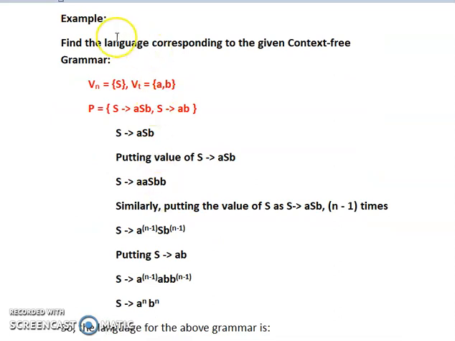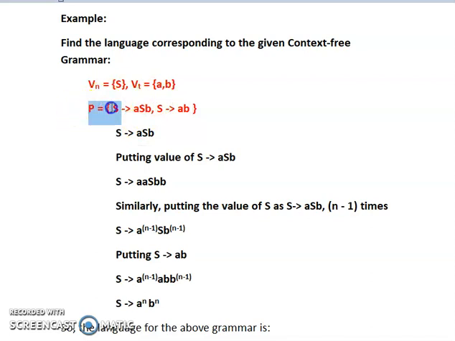According to this example, we need to find the language corresponding to the context-free grammar given here. The grammar has two production rules. The first production rule says that S tends to ASB, and the second production rule tells us that S tends to AB. In the first production rule, A is a terminal, B is also a terminal and S is a non-terminal. In the second production rule, on the right hand side there is a combination of two terminals, that means two constants, so they cannot be replaced by any other value.